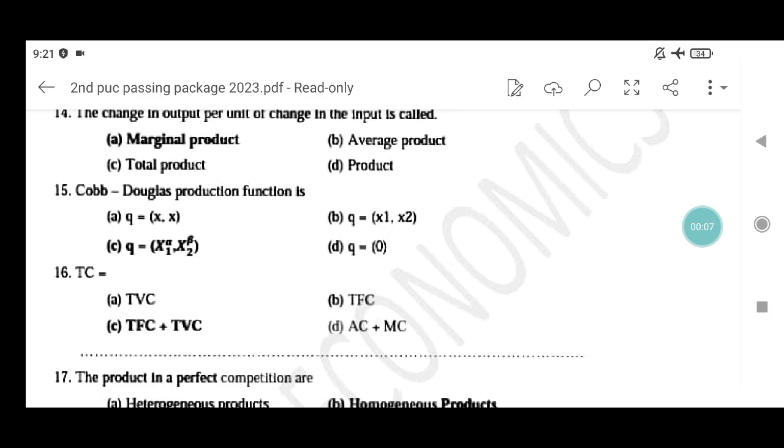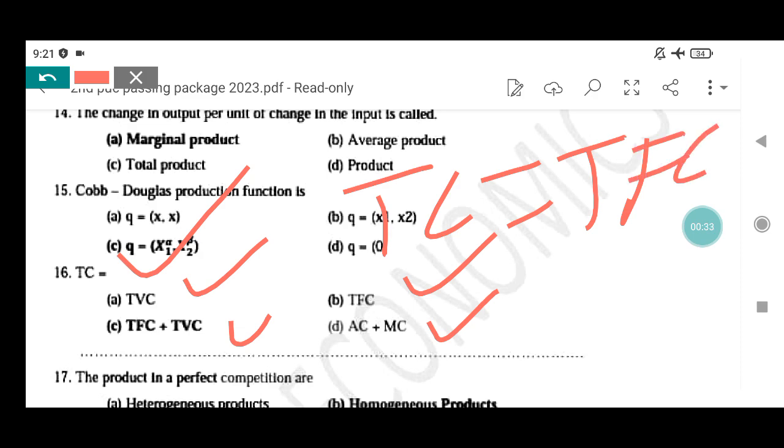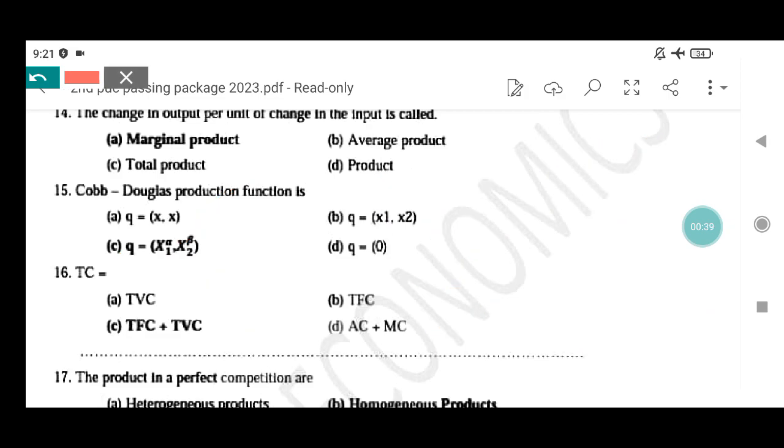Let us continue the next aspects of one mark questions, which are related to MCQs. Total cost is represented as: there are four options: total variable cost; total fixed cost plus total variable cost; average cost plus marginal cost. So always total cost is equal to total fixed cost plus total variable cost, TFC plus TVC. So this option is correct.